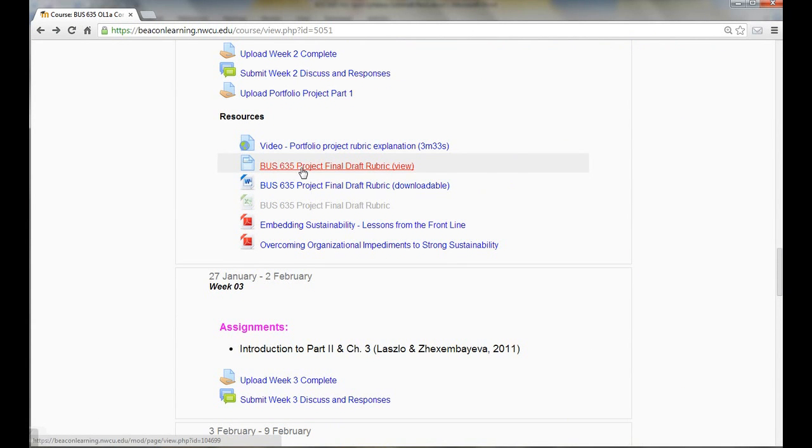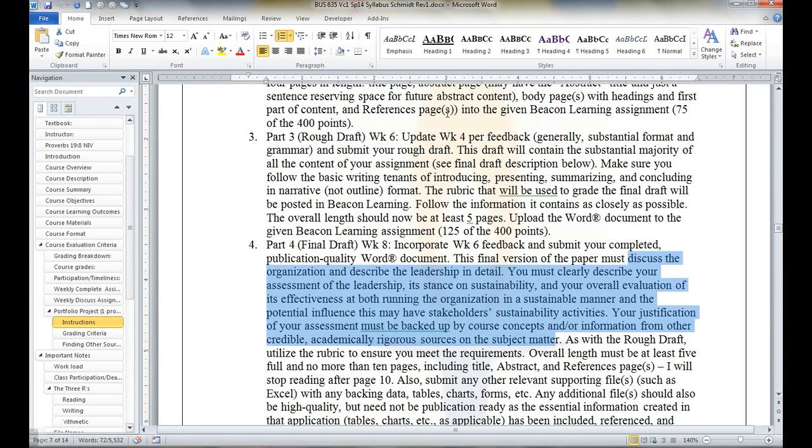That is where I first introduced the idea of the rubric. So make sure that when you're writing this rough draft that you're taking into consideration all of this information here, all the way down through here. So I think that beats that up.